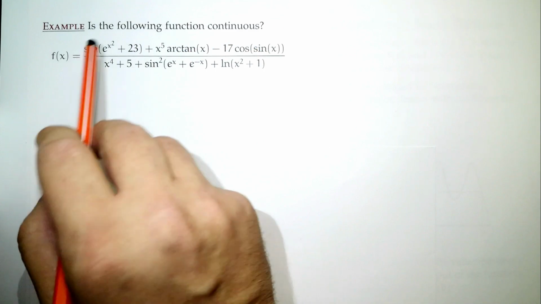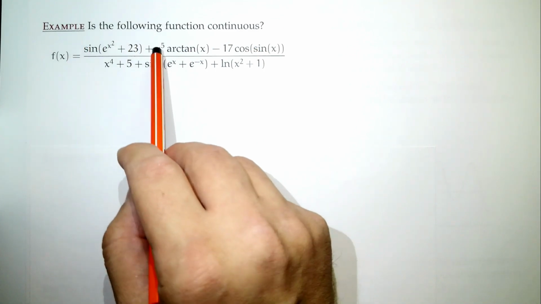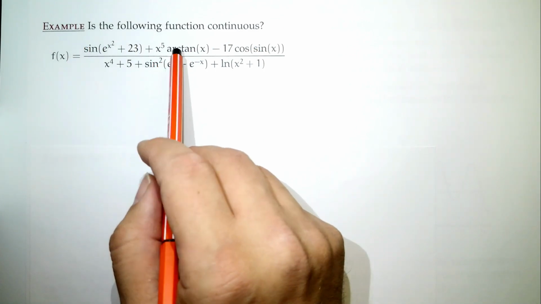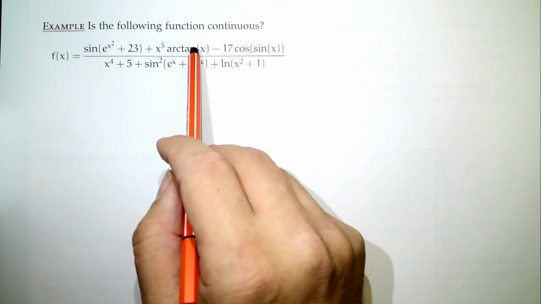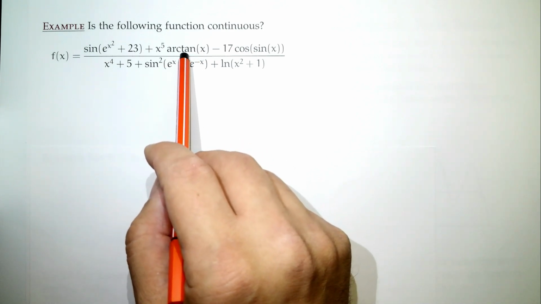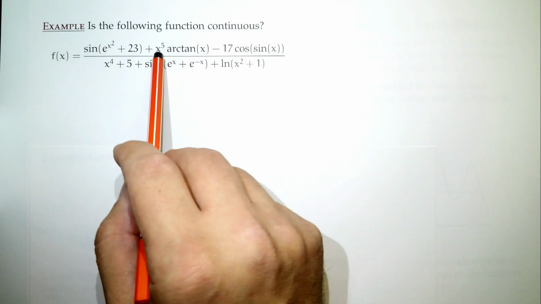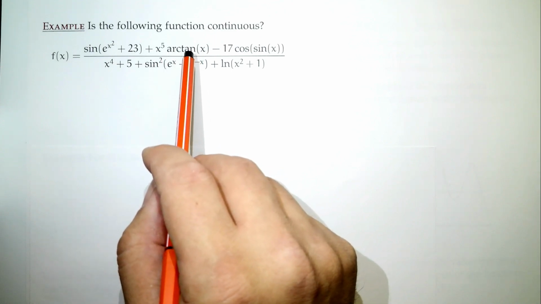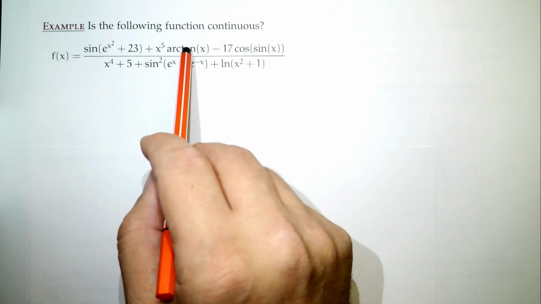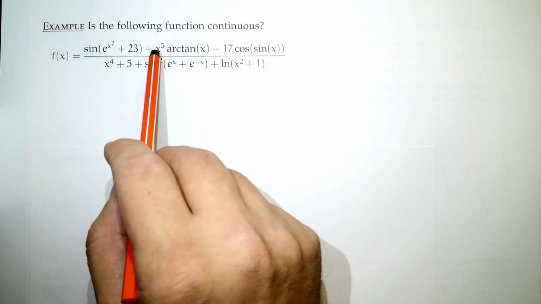Composition. Okay, so the first part's continuous. Is x to the fifth continuous? Yeah, polynomial. Arctangent of x? Yes, because it's the greatest function of all time. Multiply x to the 5th times arctangent of x. Is that continuous? Yeah, because products of two continuous functions are continuous.